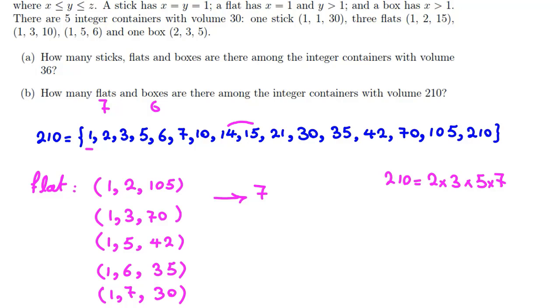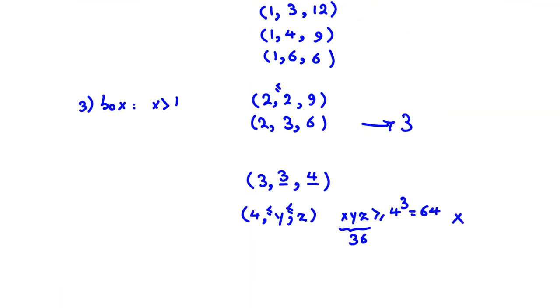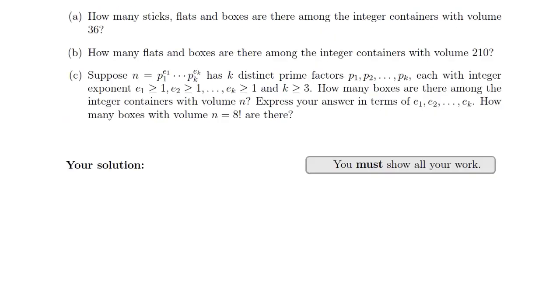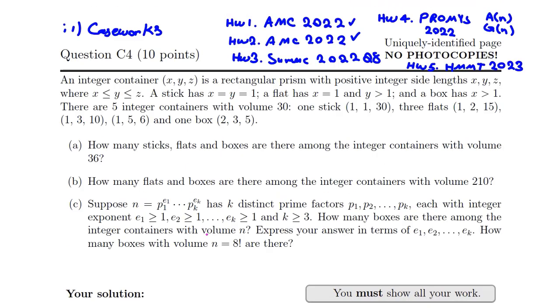Okay? Now one part of this problem is left. What part? C. Suppose n equals p1 to the e1 through pk to the ek has k distinct prime factors p1 to pk, each with integer exponent e1 to ek, all of them at least 1, and k is at least 3. We have at least 3 primes. How many boxes are there among the integer containers with volume n? Okay, and express your answer in terms of e1 to ek. How many boxes with volume n equal to 8 factorial are there?